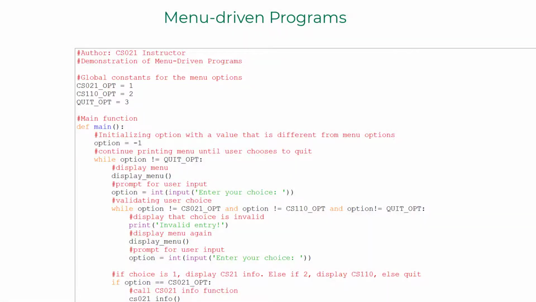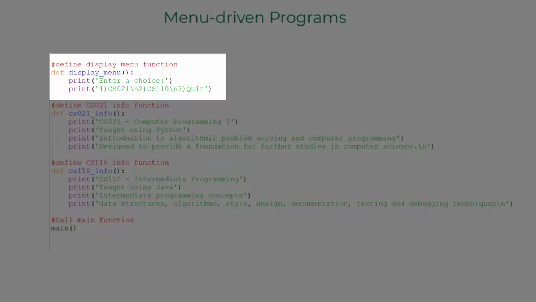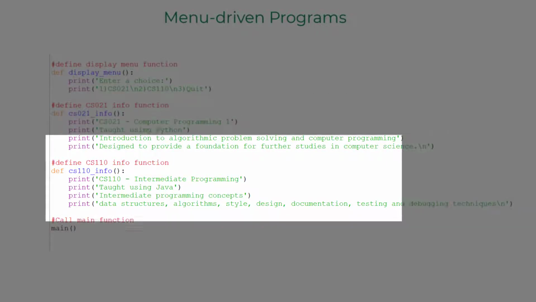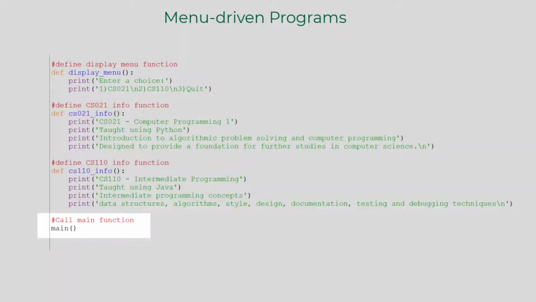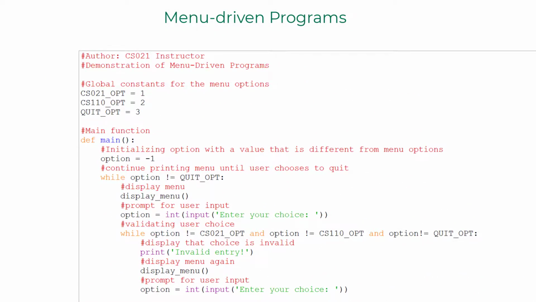I will quickly scroll down to the part where the key functions of this program are written. First, we have a display menu function. Its task is to display the menu whenever and wherever you call it. The two other functions I have here just display the information about the courses CS21 and CS110. At the end of the program, I have a call to the main function. So let us go back to the main function and see what main logic is implemented.